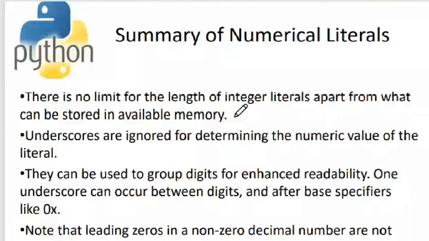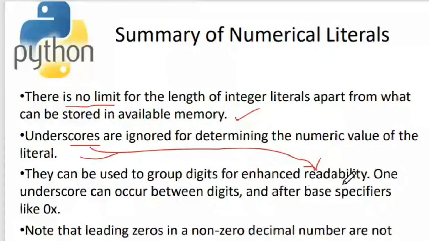Underscores are ignored for determining the value. This is very similar to Java programming, wherein underscores are permitted in the literals. Even in Python, underscores are permitted. I'll show you the literals as well. They can be used to group digits for enhancing readability. Why are we using underscores? The reason you give underscores inside your numerical values is to enhance readability. One underscore can occur between digits and after base specifiers like 0x.